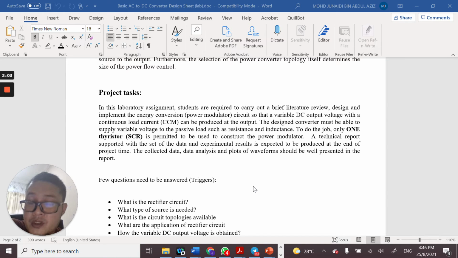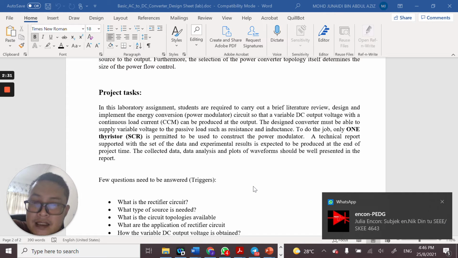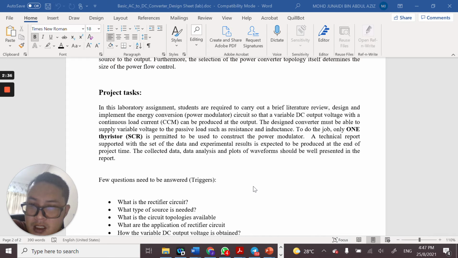can be produced at the output, because we know that the output currents, it is possible to have discontinuous or continuous current mode. But in this project, we will focus more on continuous current mode. So the designed converter must be able to supply variable voltage to the passive load such as resistance and inductance. So we will focus on this load, resistance and inductance only for this project.